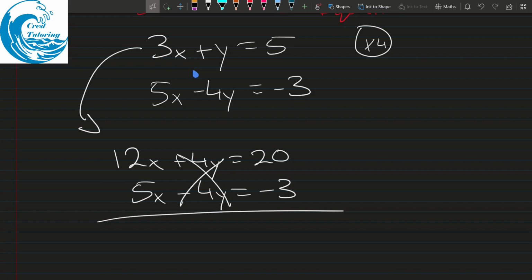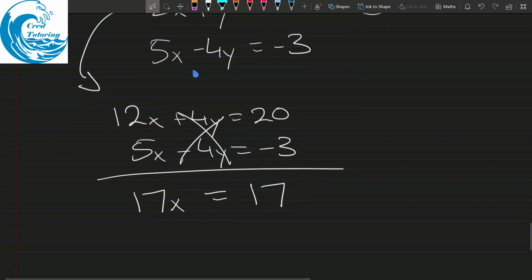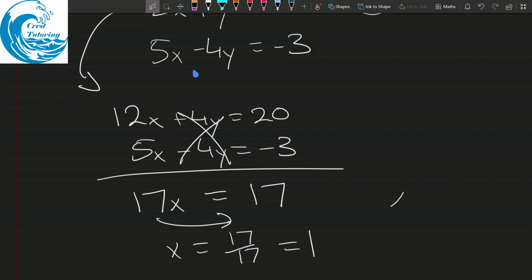12x plus 5x is going to give us 17x. 20 minus 3 is going to give us 17. So if we bring the 17 over, x equals 17 over 17, which just equals 1. So x equals 1. Then what we need to do is find out what y is.